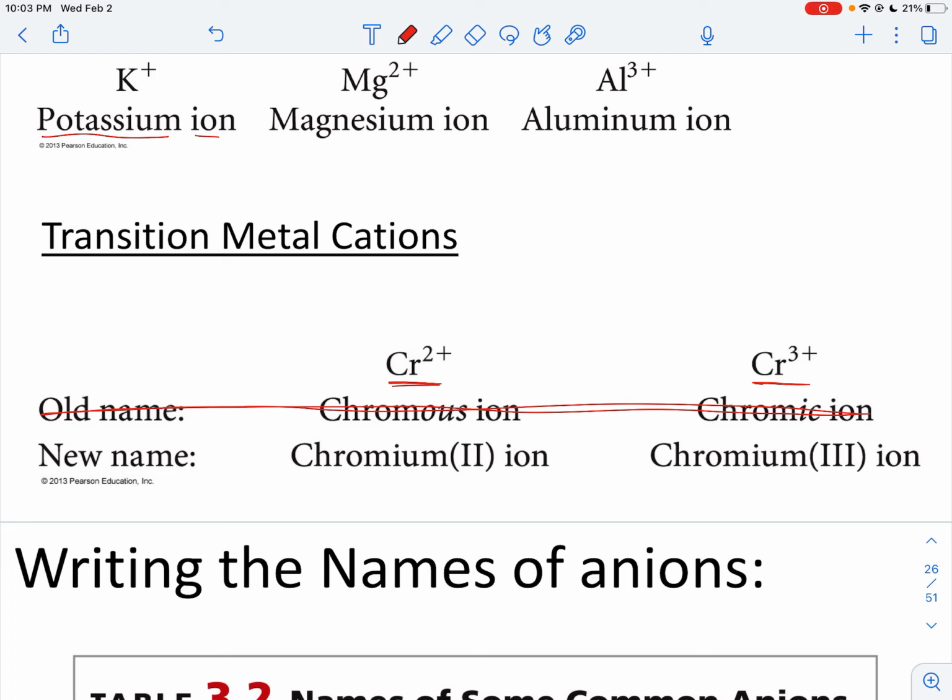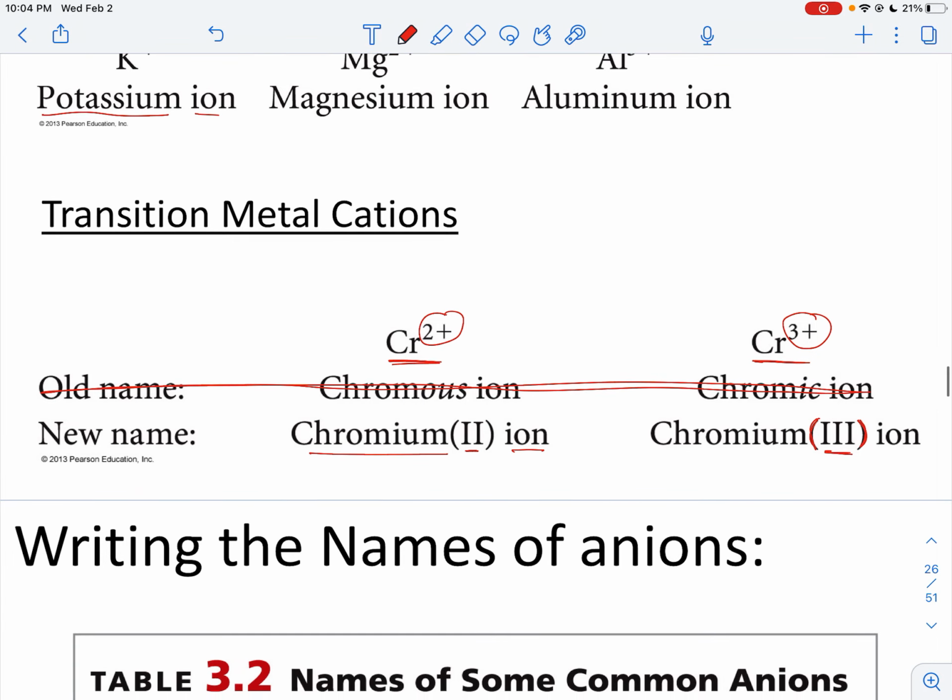You just name the element, so you write the word chromium, and then you put the Roman numerals to indicate what the charge is. So if it's a +2, you're going to put the Roman numeral II, and then you add the word ion. Over here, because this one is a +3, they wrote the Roman numeral III, and yes, you always put them in parentheses. These parentheses are important. So you name the element, you write the charge of that cation on that transition metal in Roman numerals in parentheses, and then you write the word ion.